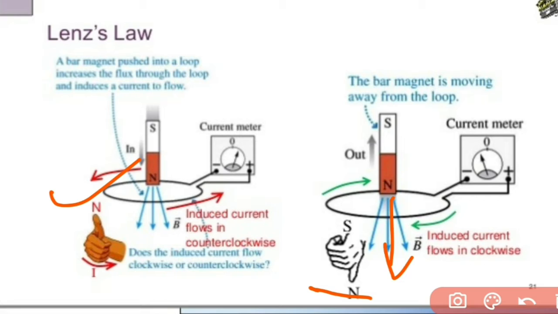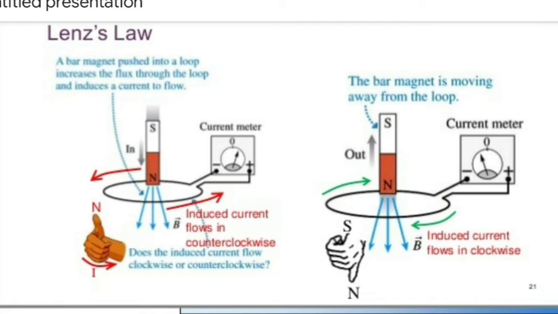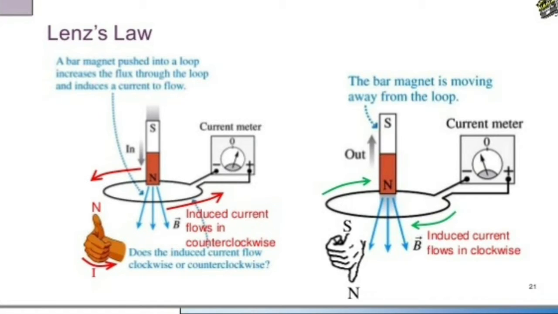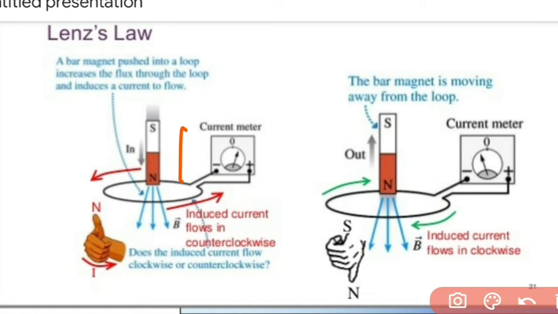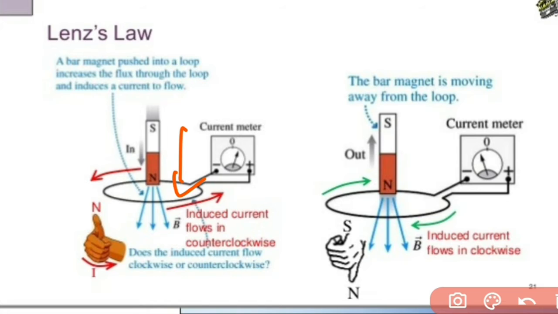This is how we can find the direction of induced current by Lenz's law. Another approach is also there, because the same logic we can apply here. Take the first case itself, that is when the north pole approaches the loop. It is coming towards the loop, so the change is that it is approaching.